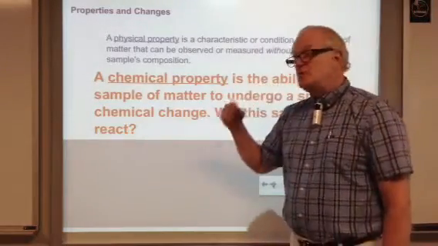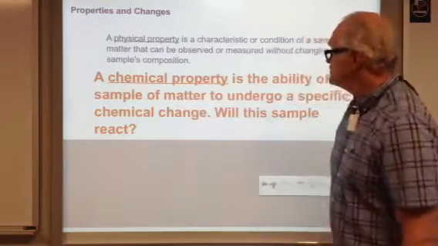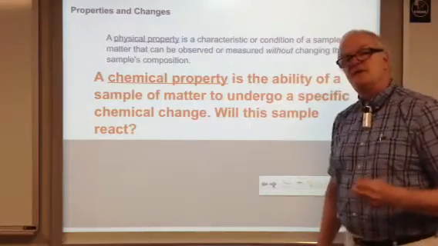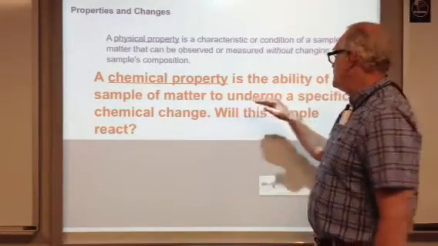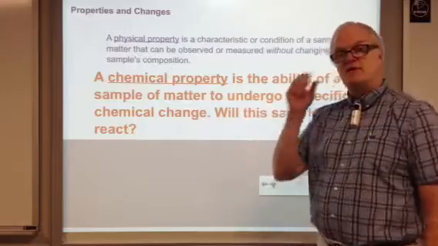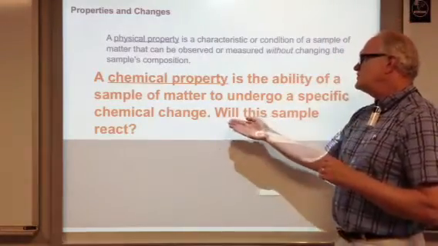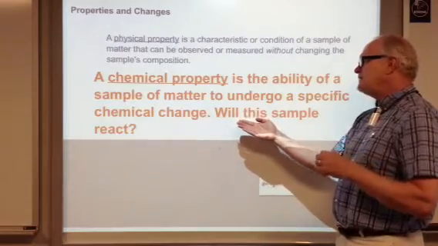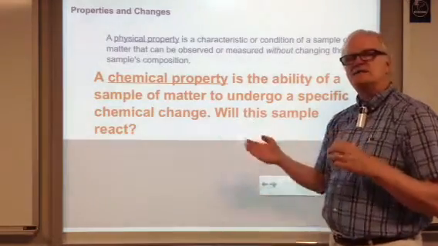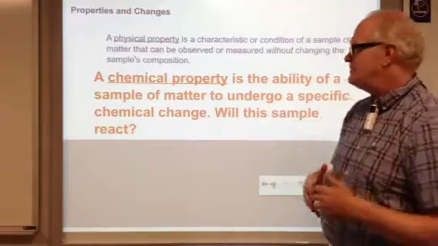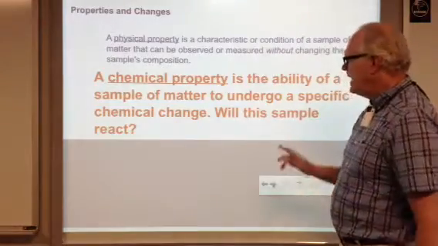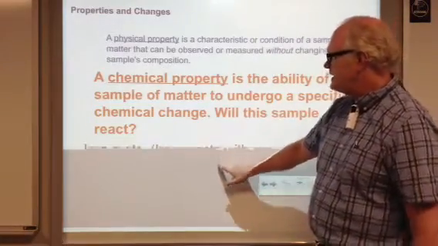Properties that are not physical properties are chemical properties. So a chemical property is the ability of some type of matter to undergo a specific chemical change. What do we mean by that? Well, what we really mean is a chemical property is whether or not a sample of matter will react. And maybe we can understand a little better with a couple of examples.